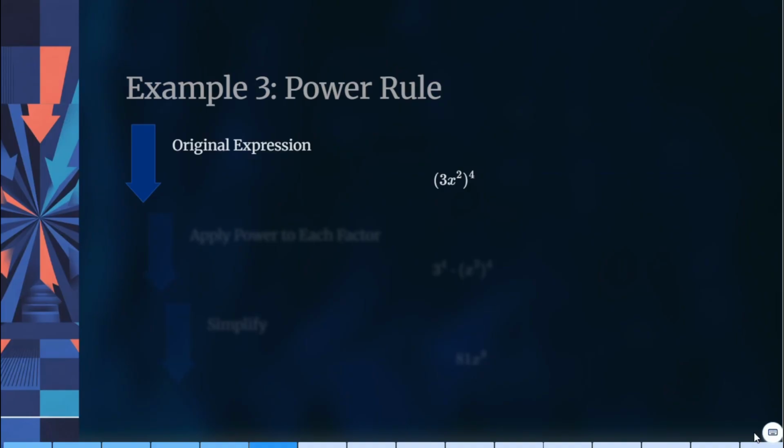Now, what if we want to rewrite or simplify 3x squared all raised to the power 4? We'll need to apply the power to each factor. So it will become 3 to the power 4 times x squared to the power 4. So 3 to the power 4, we saw in the beginning, was equal to 81. And in order to compute x squared raised to the power 4, we will apply the power rule and multiply the exponents. So since 2 times 4 is 8, our final answer will be 81 x to the power 8.